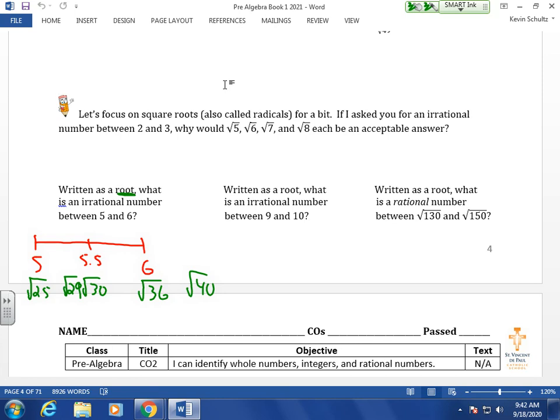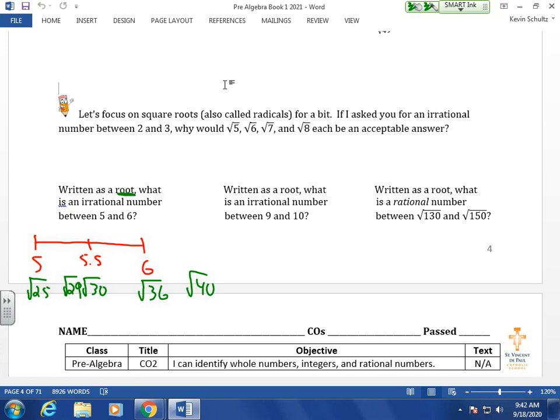The next one, written as a root, what is an irrational number between 9 and 10? So kind of the same setup here, right? You've got the numbers 9 and 10. What are each of those numbers as roots? And then what is a non-perfect square that would fall between them?